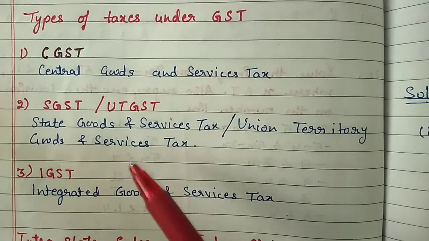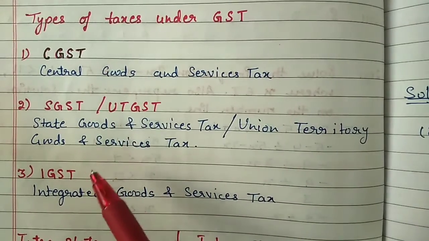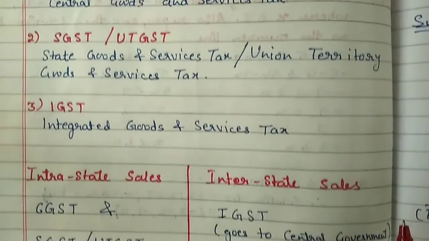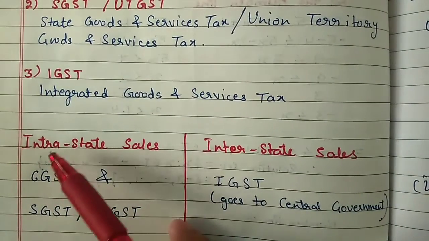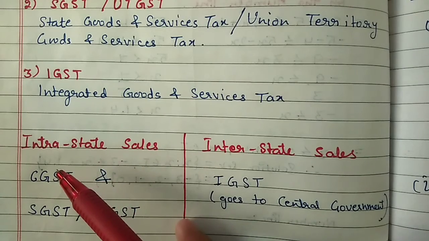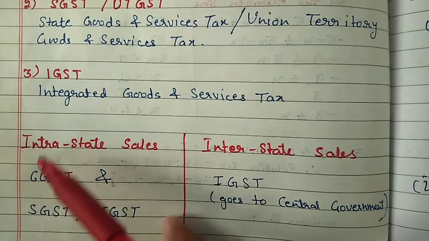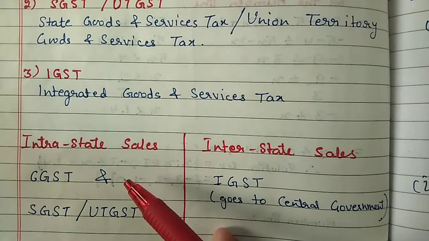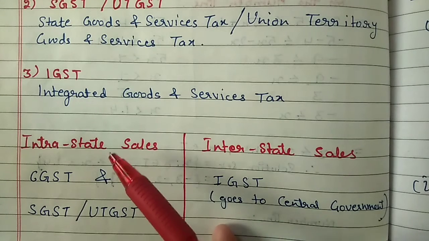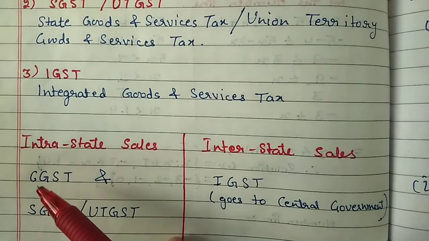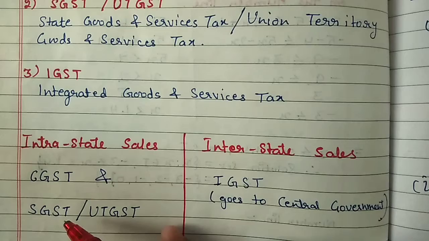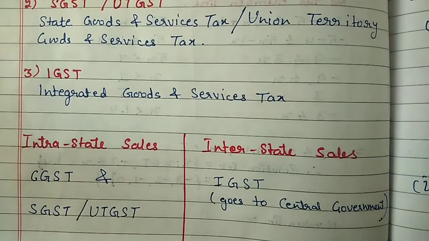Now when we have to apply CGST, SGST and IGST, for this we have a few rules. First one, if the deal is intra-state. Intra-state means within a state. Suppose a dealer has purchased an item from UP and he is selling the item in UP only. So this deal is intra-state, within a state. In this case we have to take tax CGST and SGST. Both the taxes will be applicable.